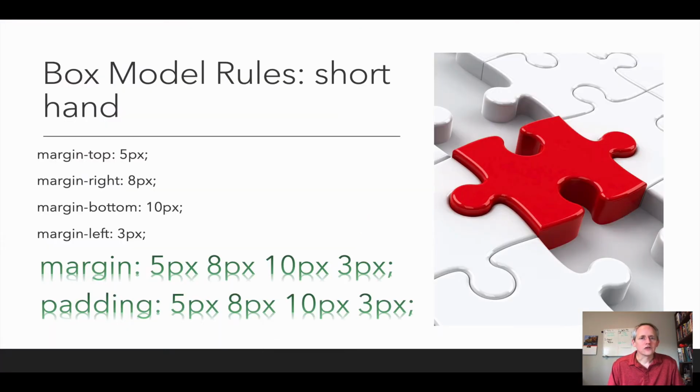All right, so there are shorthands as well. If I want to do all 4 sides and I don't want to make 4 separate lines, I can do it all at once. I can say margin 5 pixels, space 8 pixels, space 10 pixels, space 3 pixels. It starts at the top and goes around clockwise, if I'm looking at it from your view. So top, right, bottom, left.